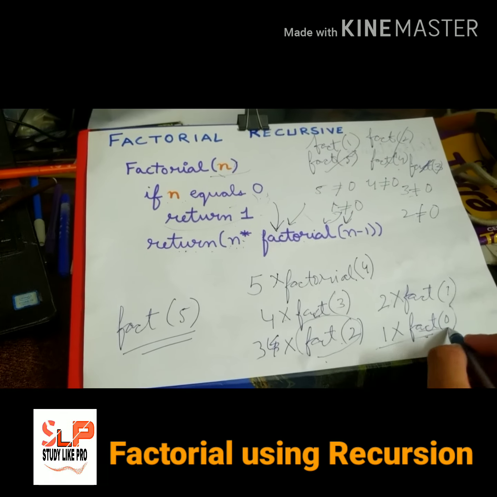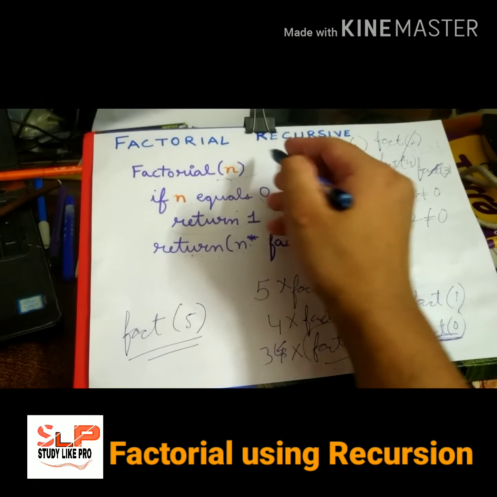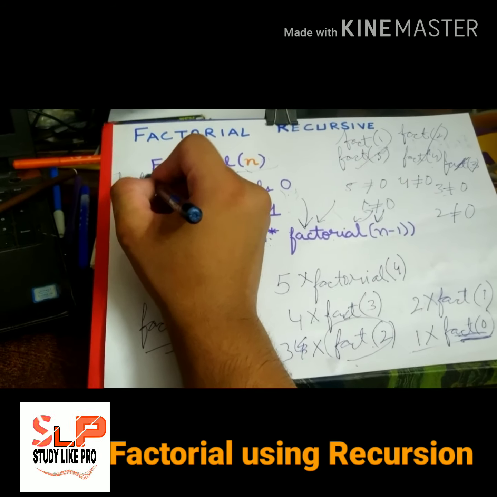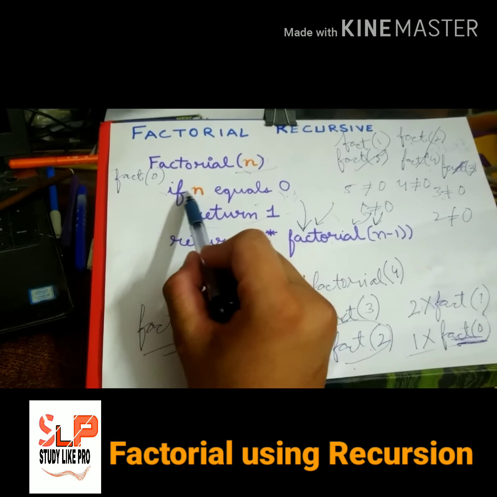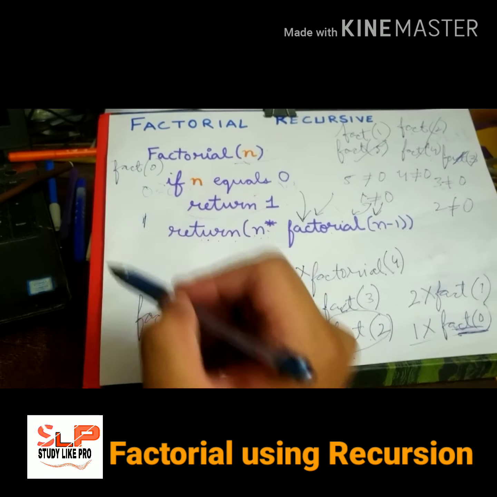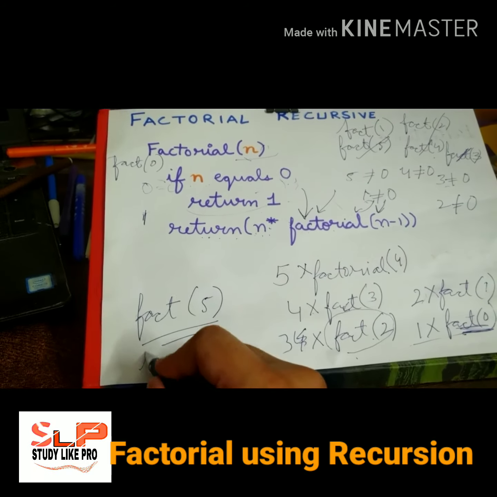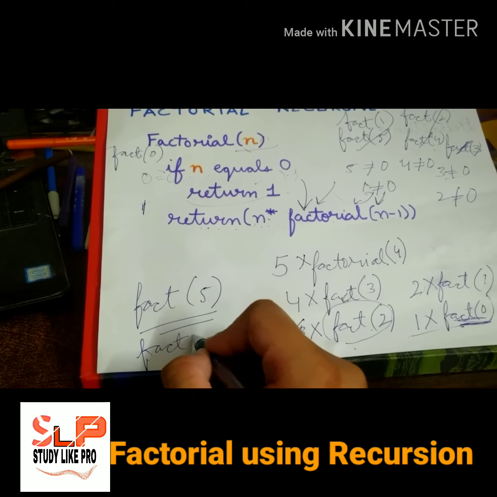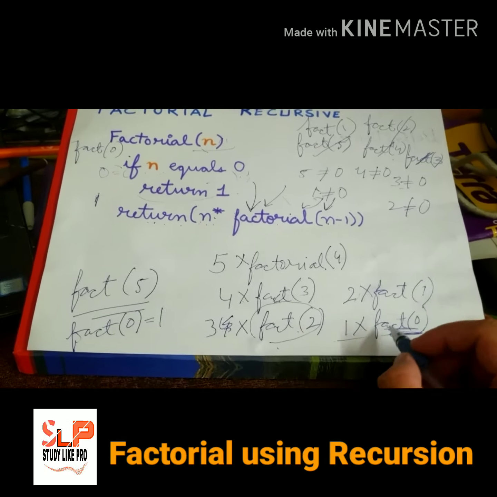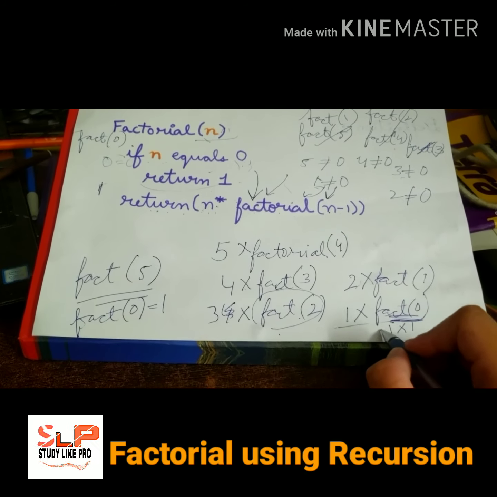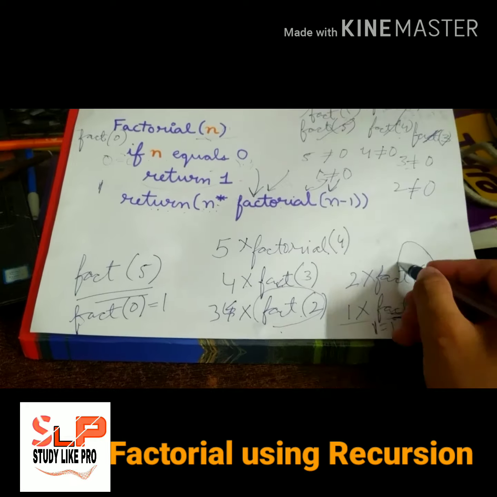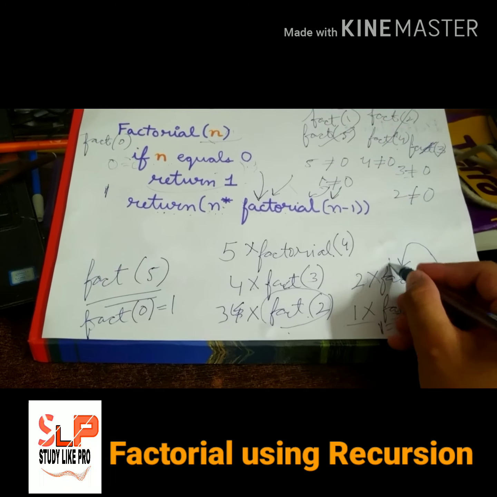Now we will find the factorial of 0. Here it will come factorial of 0. And 0 is equal to 0, so it will return 1. It means that factorial of 0 is equal to 1. So 1 into 1, that means 1. It will be stored in the factorial 1. So factorial 1 is 1.